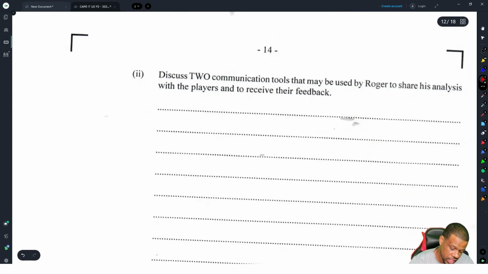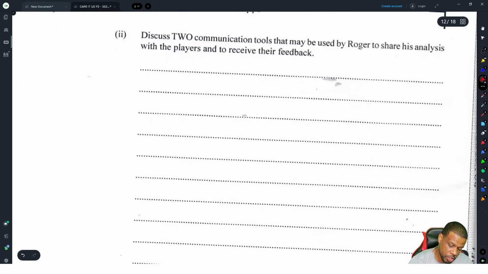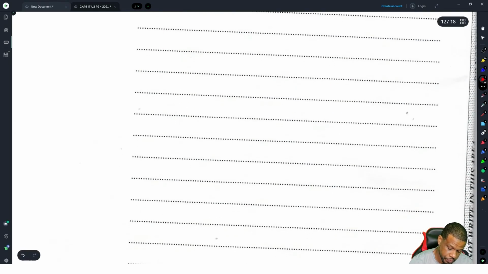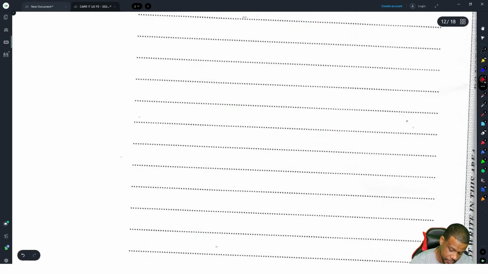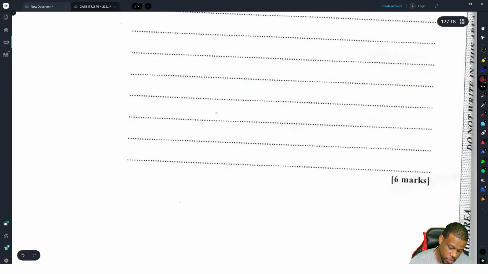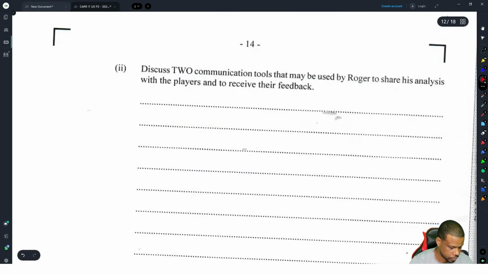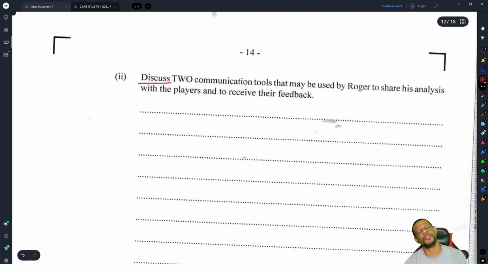Discuss 2 communication tools that may be used by Roger to share his analysis with the players and receive their feedback. 6 marks, you say? Normally, this whole paper was 4 mark questions. Now they go up to 6 marks. Okay. Because the word is discuss, now we have to be able to state what we want, explain it in a particular way, and give an example of how it would make them work. All right, so let's use instant messaging.